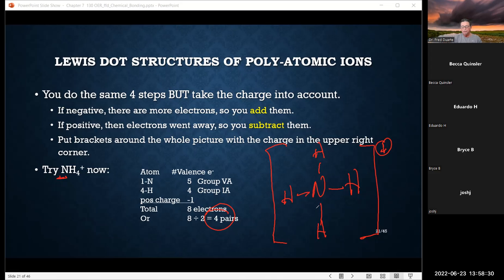Now, if we need the general formula, we can do the same thing. The general formula would be AB4, and I'll let you look up AB4. It should be tetrahedral. So the ammonium ion would have an AB4 geometry, which is tetrahedral, with a 109.5 degree bond angle between all the hydrogens.